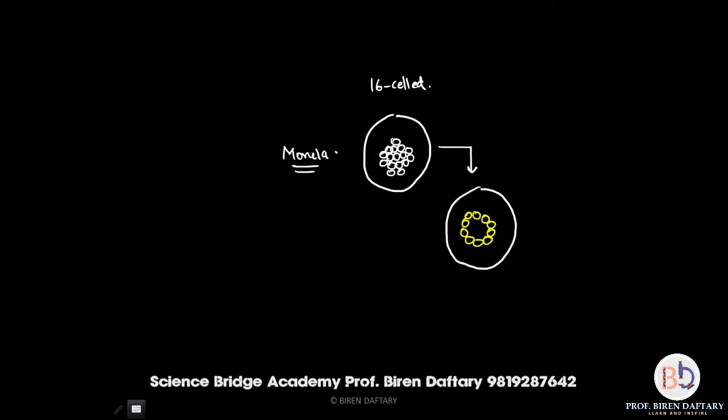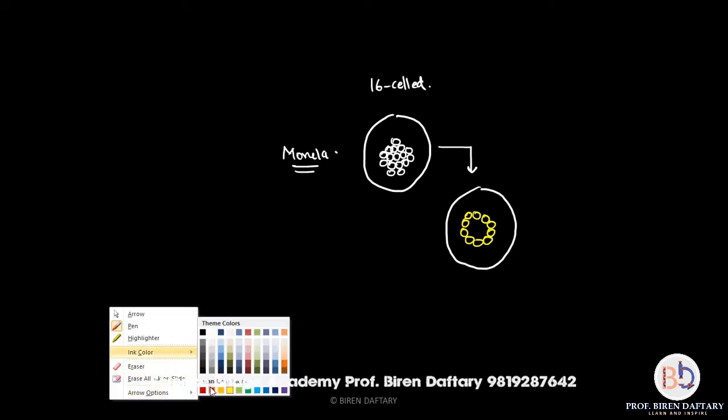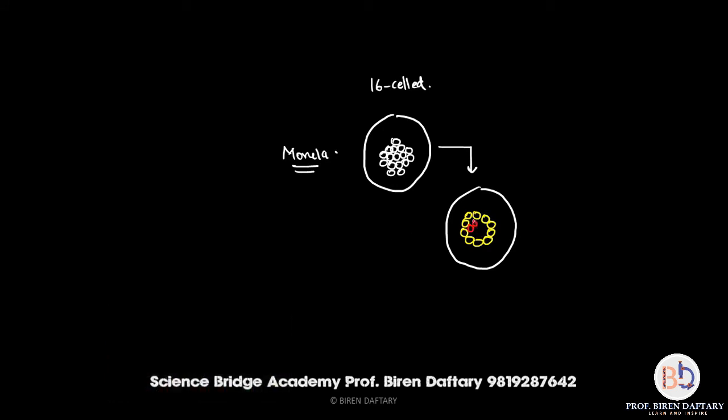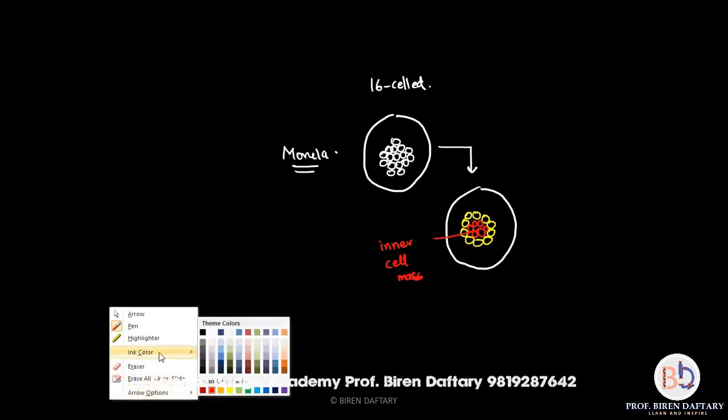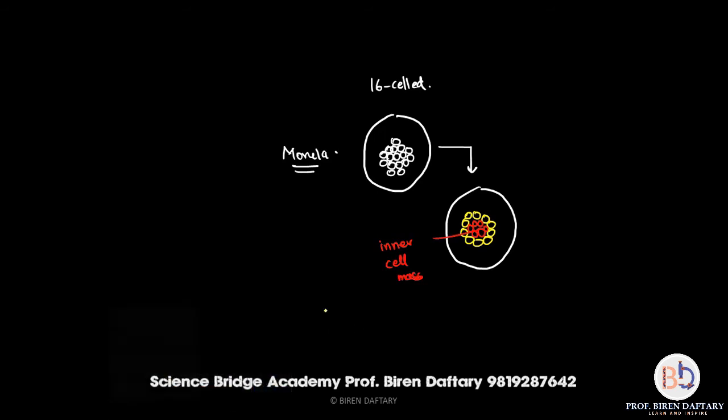So I've drawn 10 cells over here, and I'm going to draw 6 cells inside. This inner layer of cells is also called the inner cell mass, and this outer layer of cells is called the outer layer. This is the zona pellucida. So this is the early morula. I'll write down early over here, and this is the late morula.